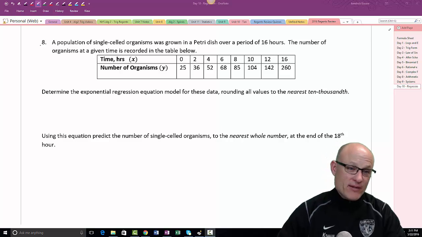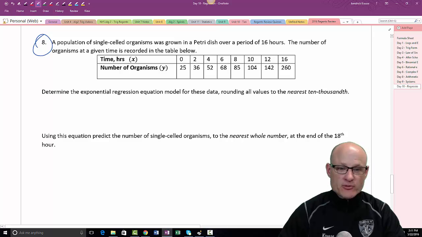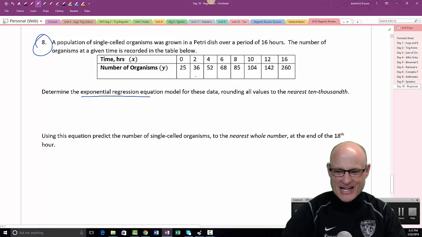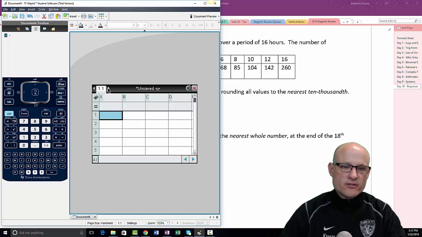Anyway, we're on the last problem. There it is, last problem, number 8. This one's going to be an exponential regression. So let's get those numbers in. Looks like it's going evenly: 0, 2, 4, 6, 8, 10, 12. We just don't have 14 in there. That's just by design to see if you're paying attention. You know, we like to mess with you kids.